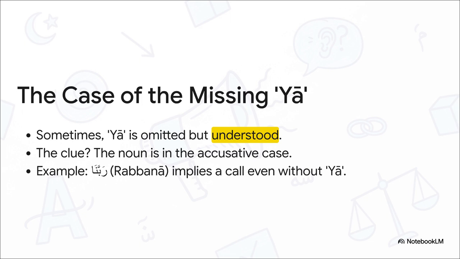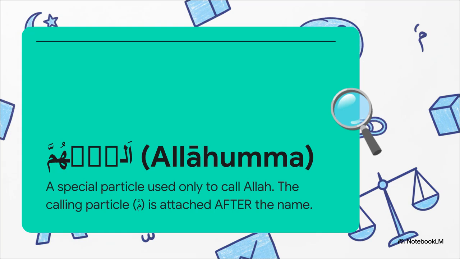Pretty cool, right? And then there's this incredibly special particle of calling, Allahumma. This one is unique for two big reasons. First, it's used only and exclusively to call upon Allah. You can't use it for anyone else. And second, look at this. Unlike ya, the calling particle, that emphasized ma sound is actually attached to the end of the name, not put before it. It completely flips the script. It's a truly unique form of nida.